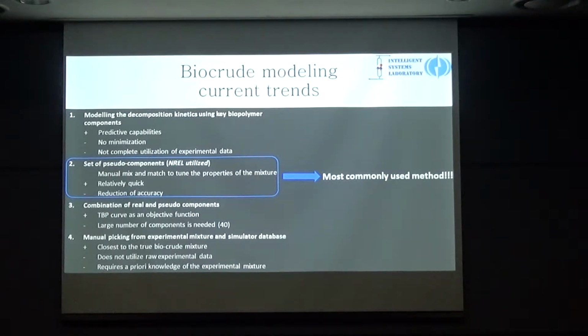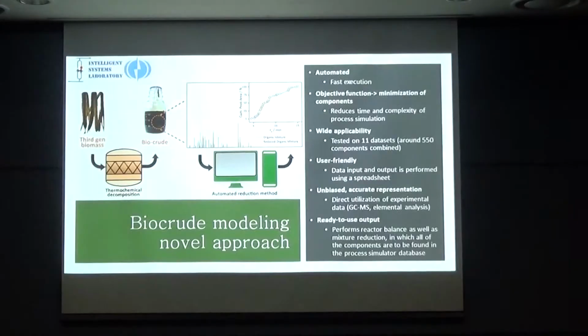And finally, you can manually pick components from your experimental data set and compare them with your simulator's data set. Now, this is closest to the true bio-crude mixture if you do it really carefully. However, this does require some a priori knowledge of the experimental mixture, and if you're doing it by hand, it can really take a while. And if you have a lot of data sets, that's quite a while.